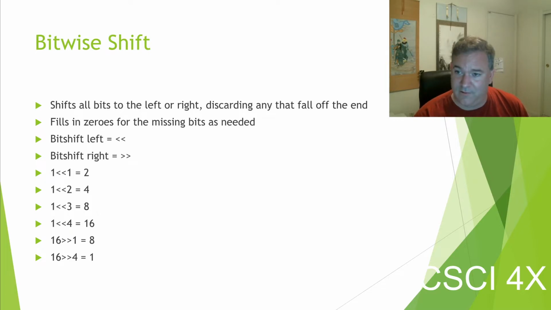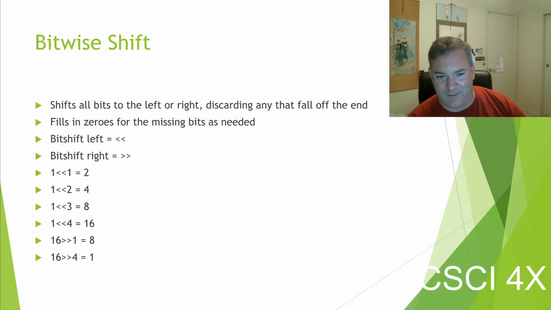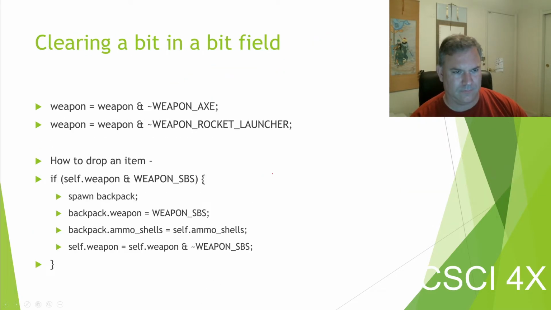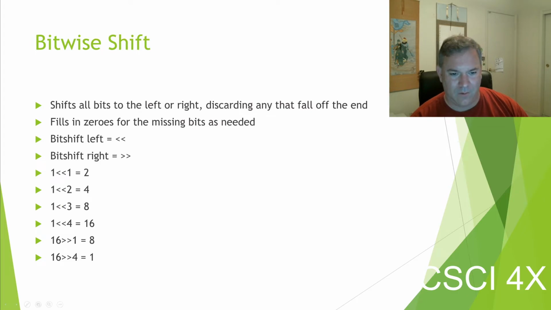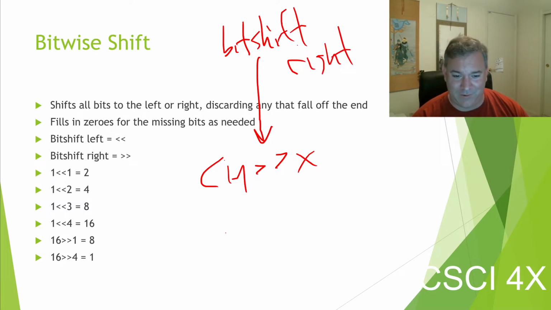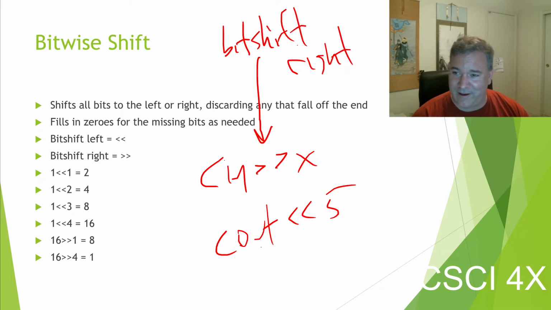Where have you guys seen it? Yeah, cin and cout, right? And so when you say cin into x, this is actually the bit shift right command. And if you were to see cout left shift 5, that means shift cout left 5 bits.